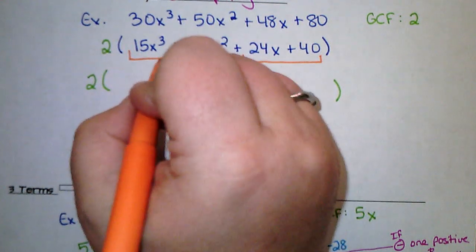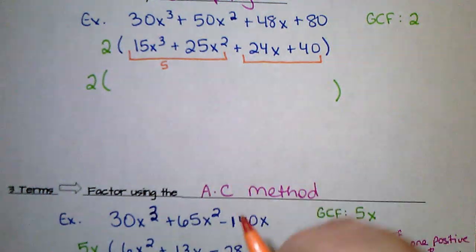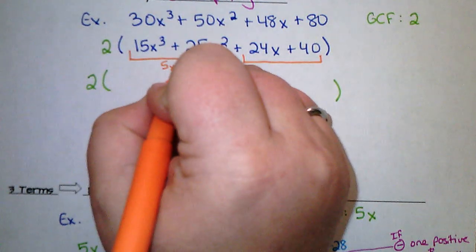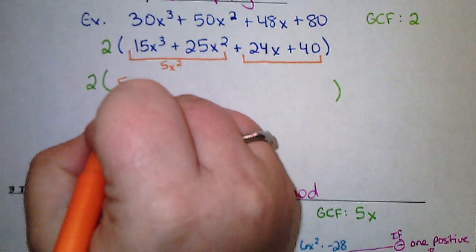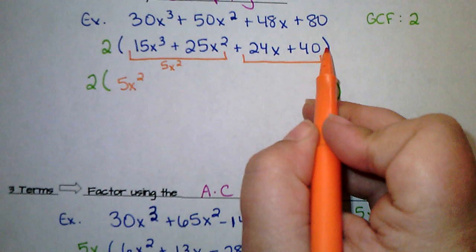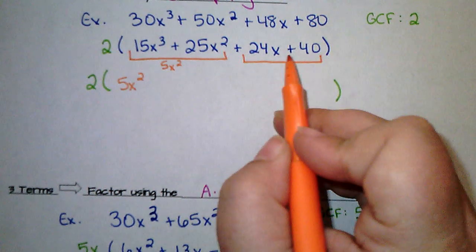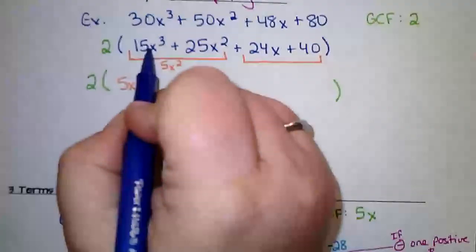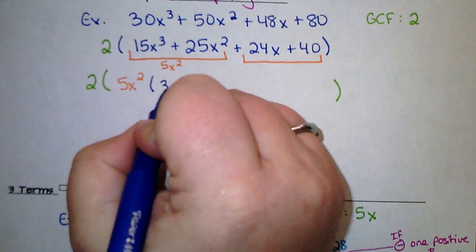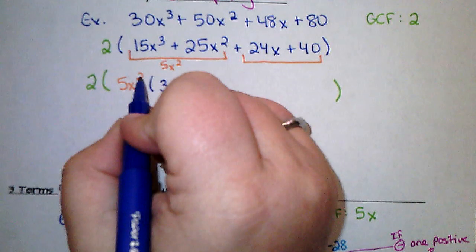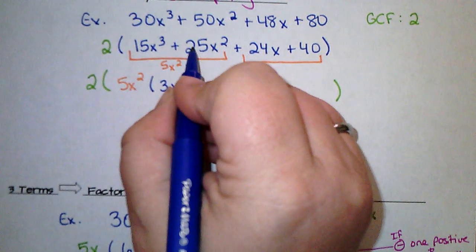15 and 25 can both be divided by 5. And what's the smaller number of x's? X squared. That's what they can both be divided by. So 5x squared. 24 and 40 can both be divided by 2. Let's do this real quick. Okay, so 15 divided by 5 is 3. X to the third, x divided by x squared, I subtract. So 3 minus 2 is 1x.